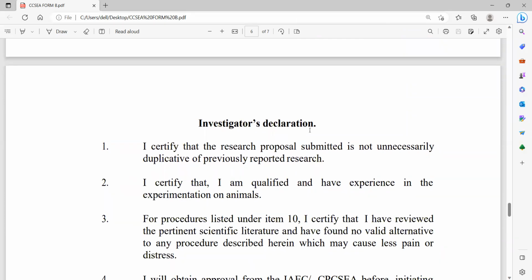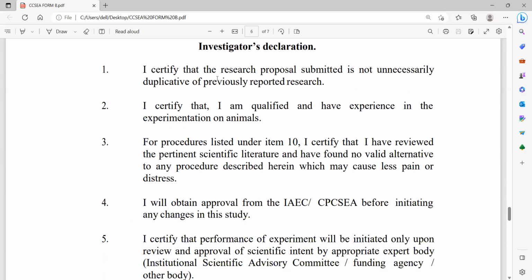Before signing, you should read that declaration carefully, because it is the whole responsibility of the investigator to obey the rules and guidelines provided by the CCSEA. What is given: I certify that the research proposal submitted is not unnecessarily a duplication of previously reported research. Here you have to mention this part. Then, I certify that I am qualified and have experience in experiments on animals.